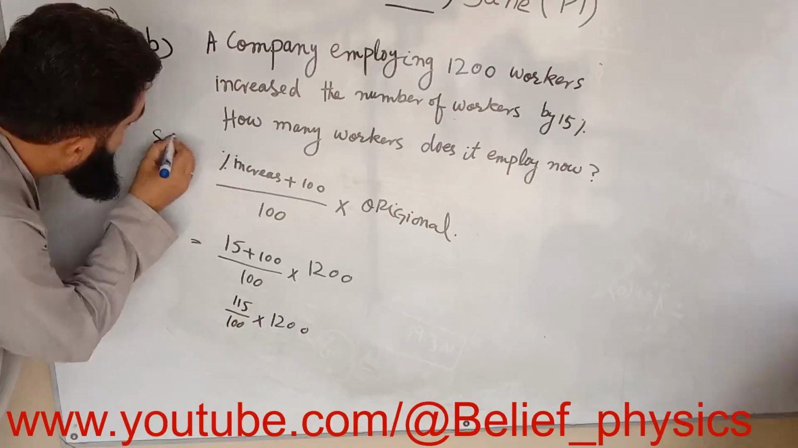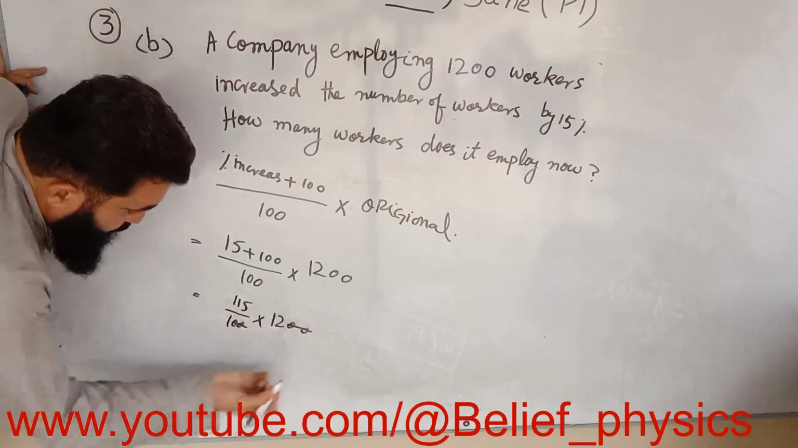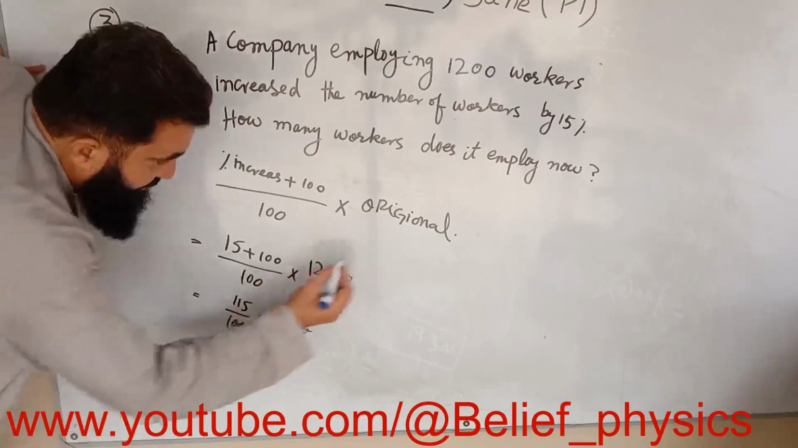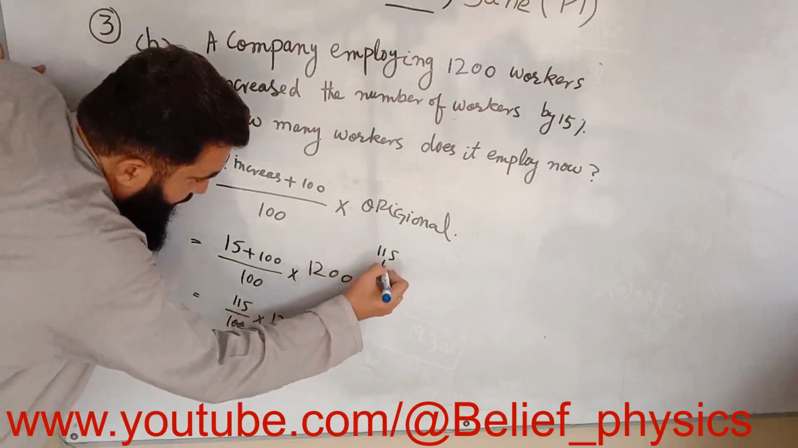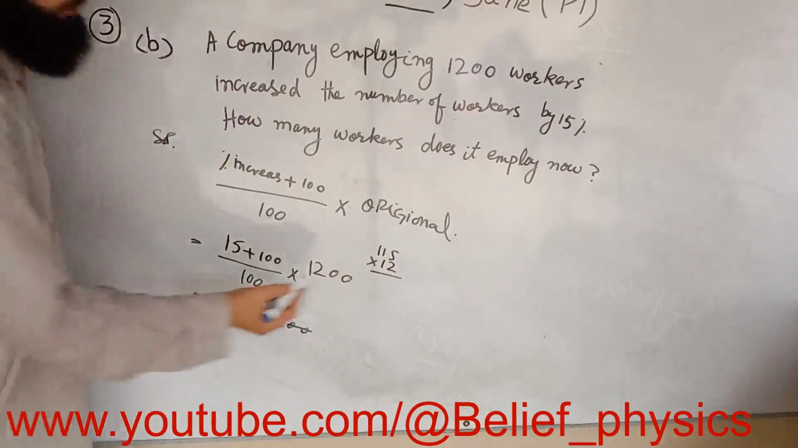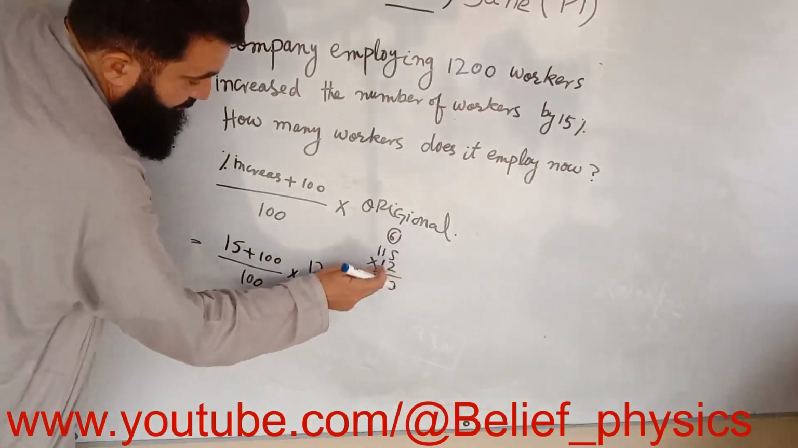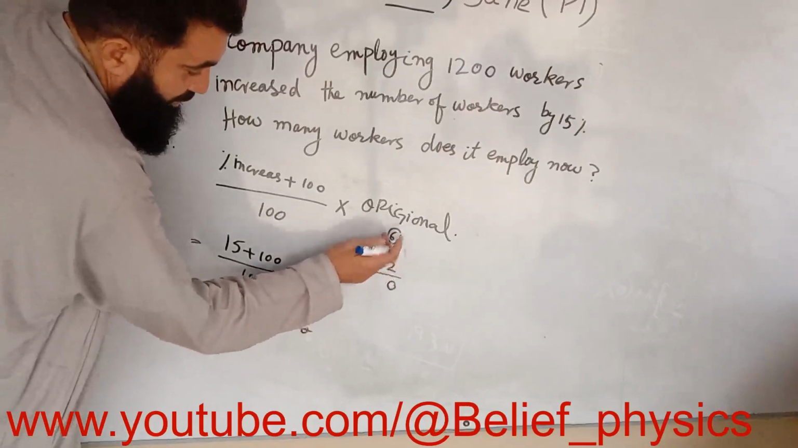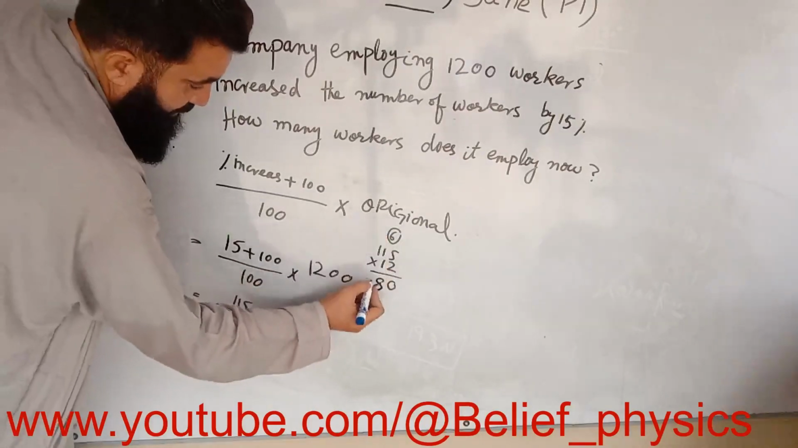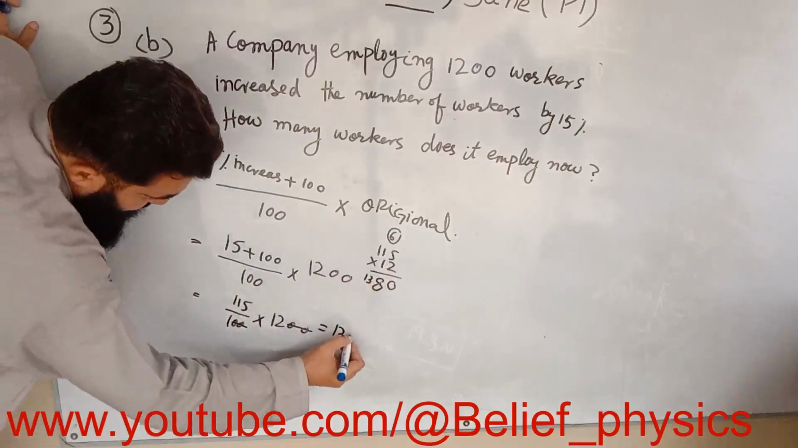Now these two zeros are cancelled. Two zeros are 100, one 100 is 100, 12 hundreds are... so we have to multiply 115 with 12. If you know the table of 12: 12 fives are 60, 6 carry, 12 ones are 12, 12 plus 6 is 18, 12 ones are 12, 12 plus 1 is 13, so the answer will be 1380.